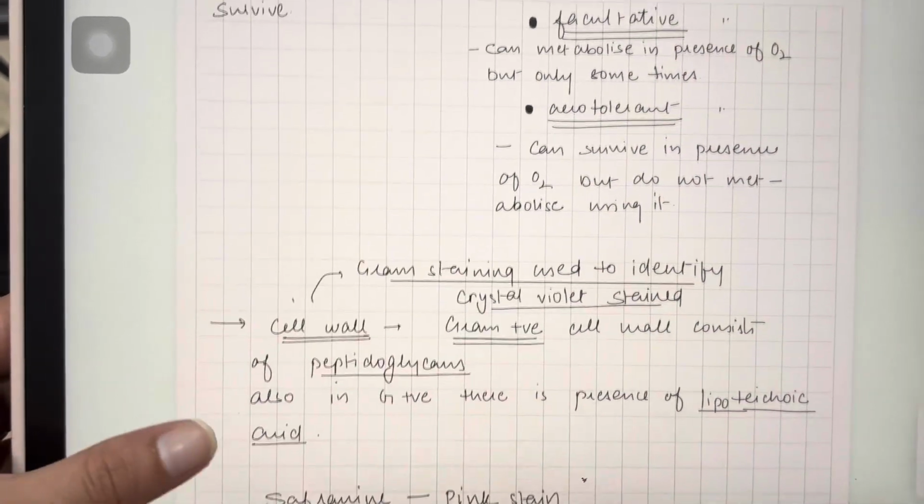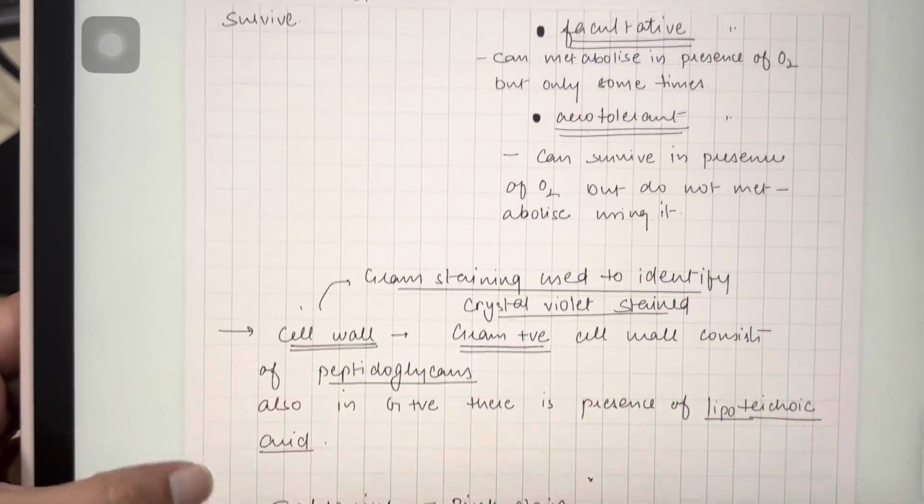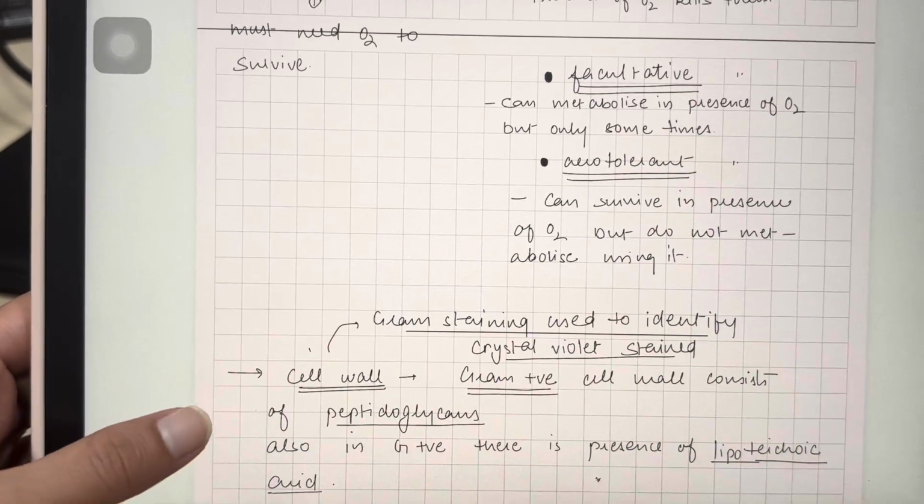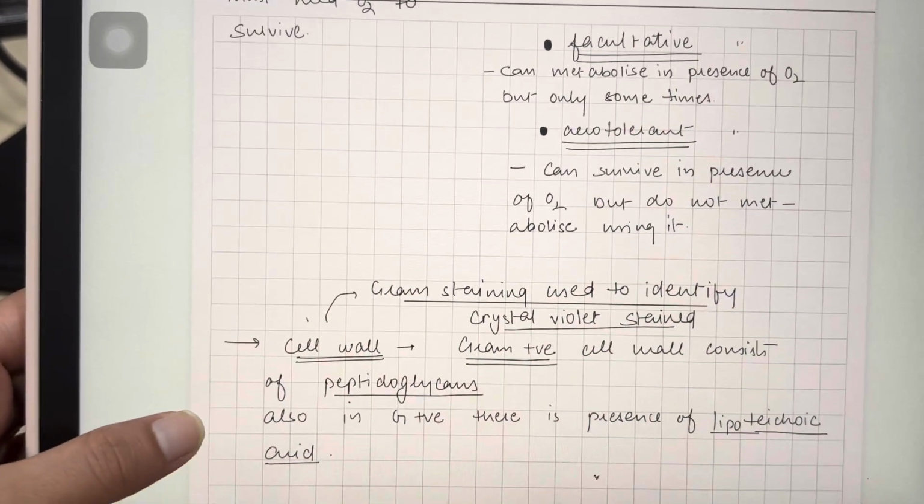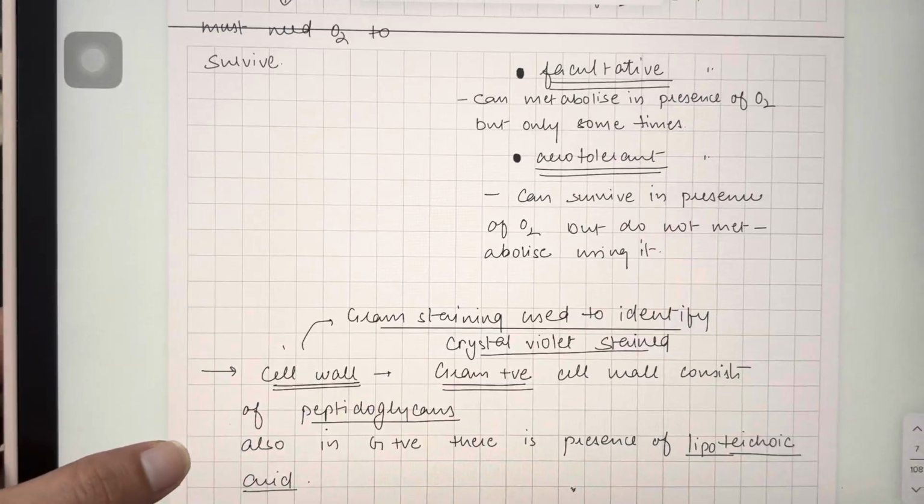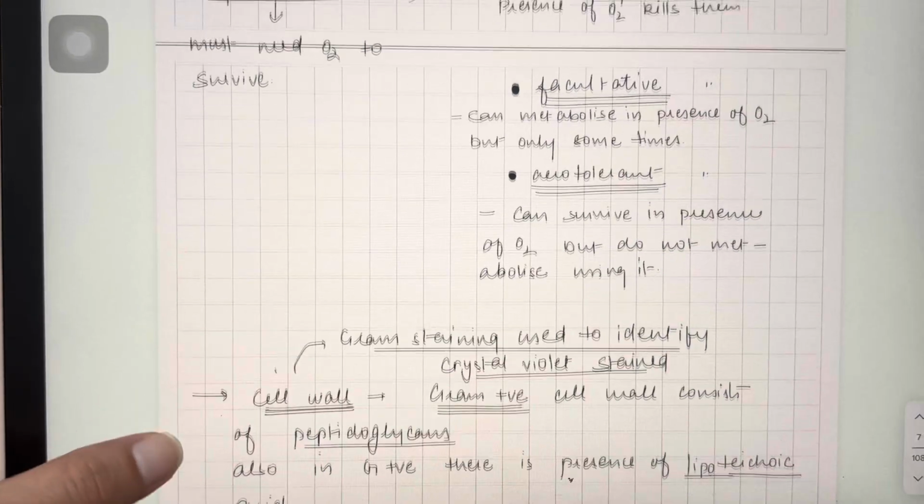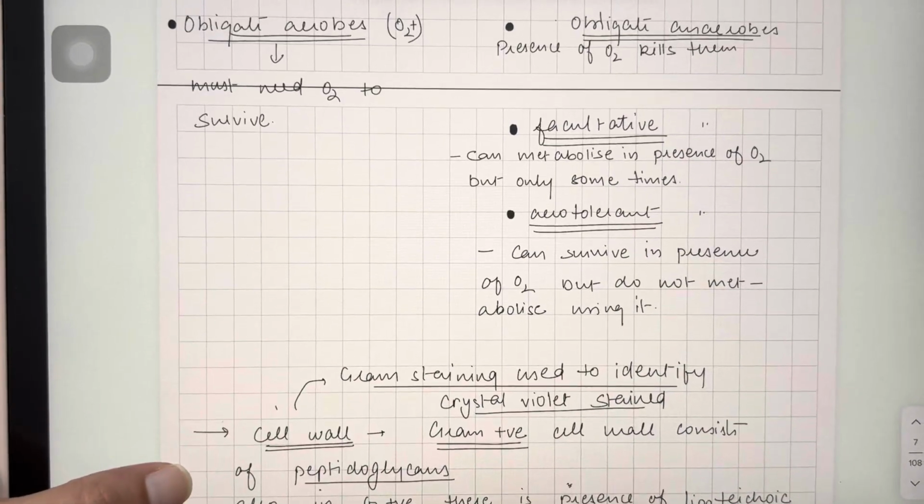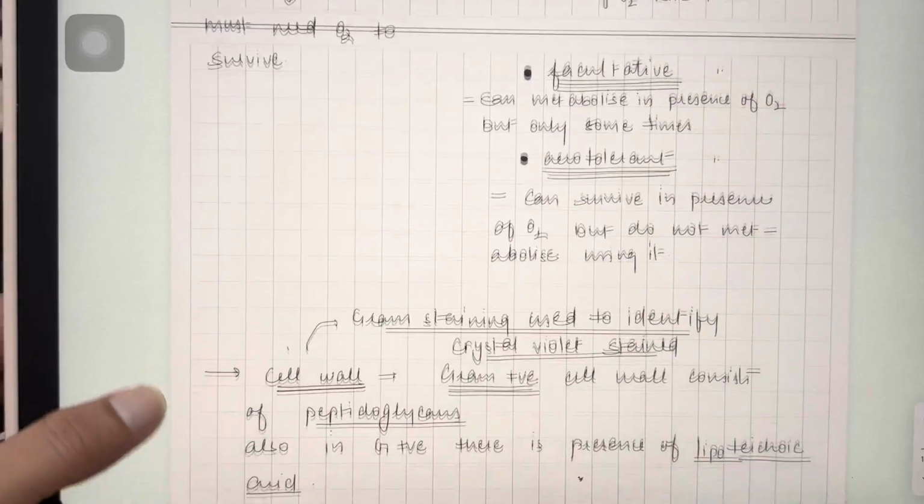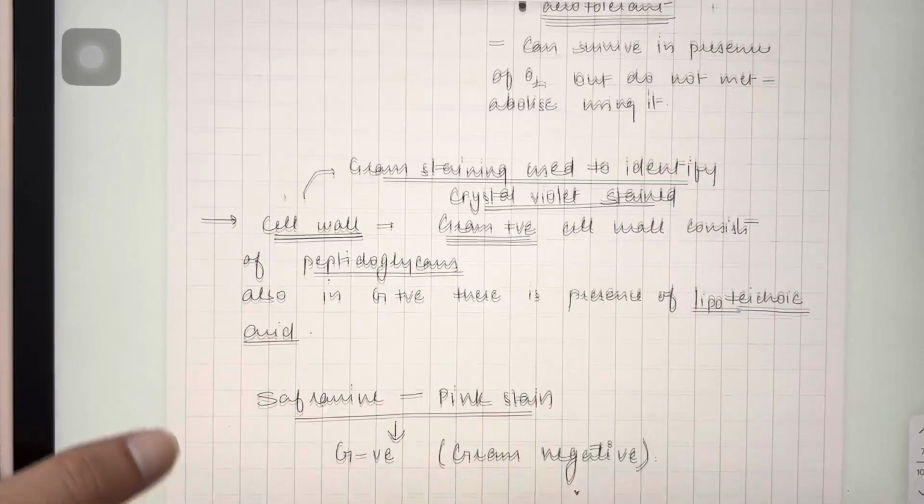Then aerotolerant, they can also survive in the presence of oxygen, but they do not use the oxygen to metabolize. Then the obligate anaerobes are something which, if oxygen is present, are killed.